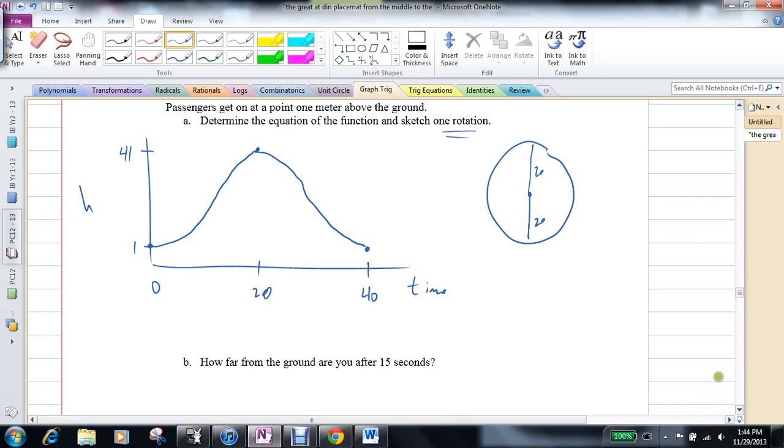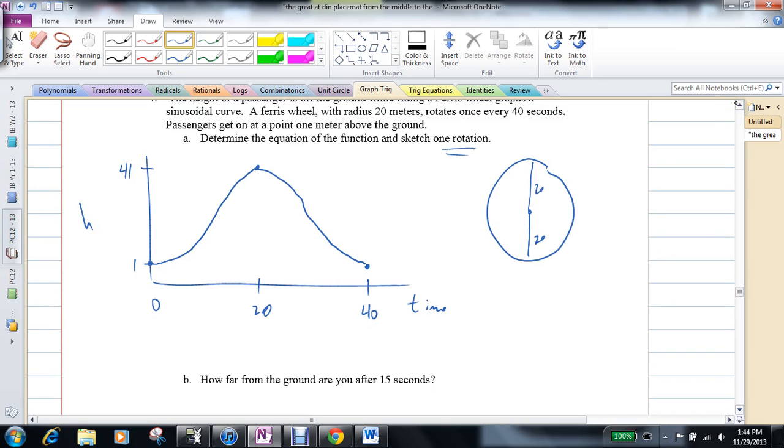So we're supposed to determine the equation, and we're going to do that in a similar fashion as before. So you should press pause and find your equation. Here is the equation that I came up with. Negative 20 cos pi over 20 theta plus 21. Now, of course, your theta doesn't have to be a theta. It could have been an x or any other variable you wanted to choose.